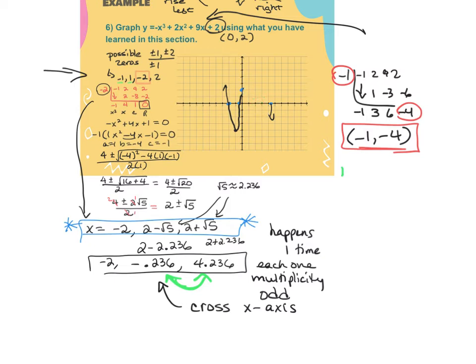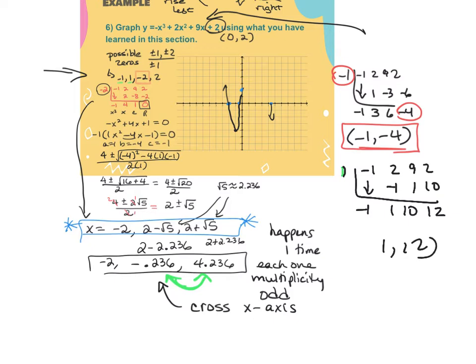So synthetic again, using +1, -1, 2, 9, and 2. Bring down, multiply, add the column, multiply, add the column, multiply, add the column. Ordered pair is 1, 12.